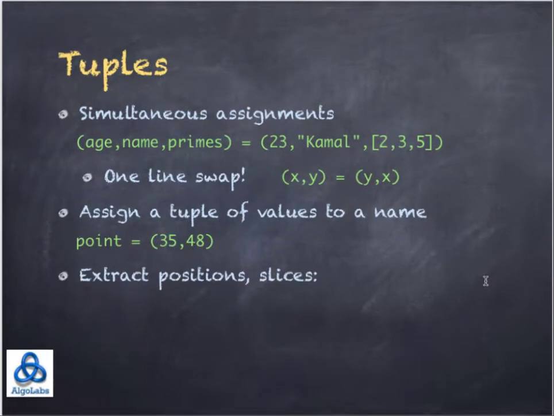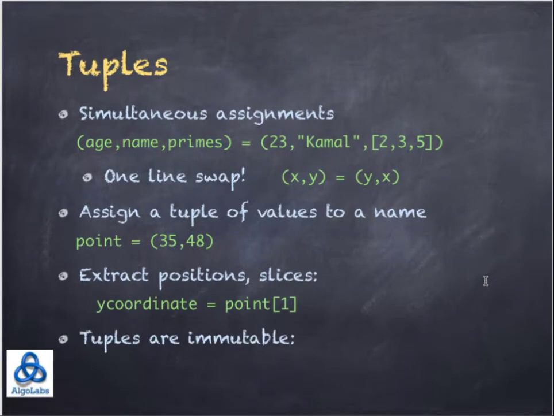We can also use tuples to have complex values assigned to a name. For instance, if we want to record the x and y coordinates of a 2-dimensional point, we can do it in this manner. We can say point is 35, 48. And then we can extract the y coordinate, for example, by saying, give me the sequence, the tuple point, at the first position. Tuples, however, like strings, are immutable, so I cannot change the y coordinate by assigning point[1] a new value. This will be an error in Python.